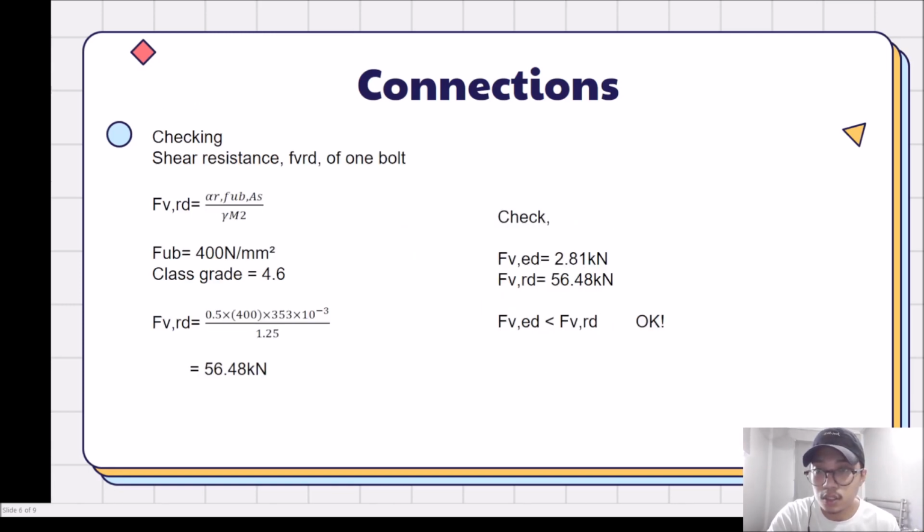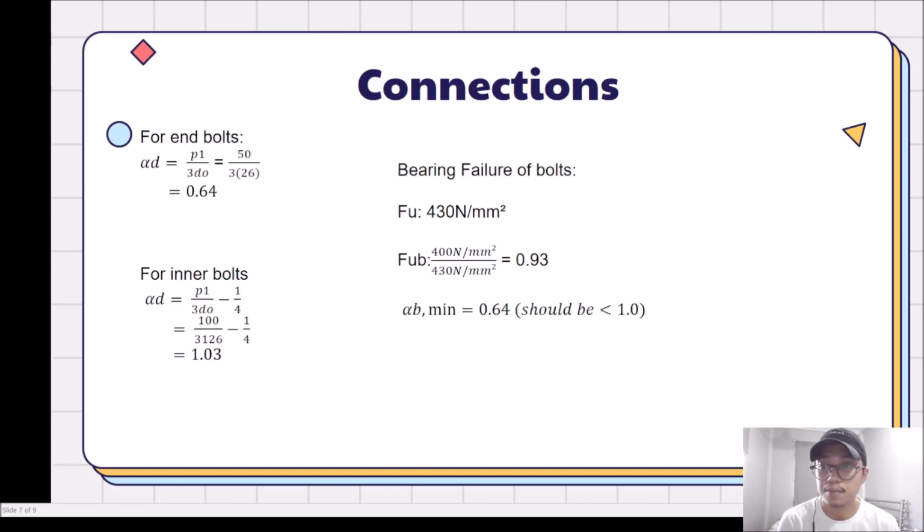Untuk checking shear resistance FvRd of 1 bolt, formula of FvRd is alpha v Fub As divided by gamma M2. Fub adalah 400 Newton per millimeter square dan class grade kita adalah 4.6. So FvRd 0.5 darab 400 darab dengan 353 multiply 10 exponent -3. Yang ni kita dapat dari table, and all of it divided by 1.25, then we will get 56.48 kN. And the FvRd is bigger than FvEd, so it is okay.